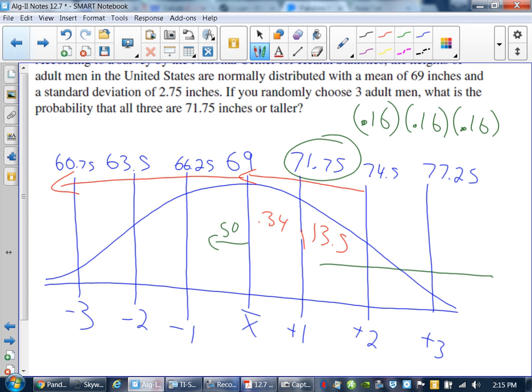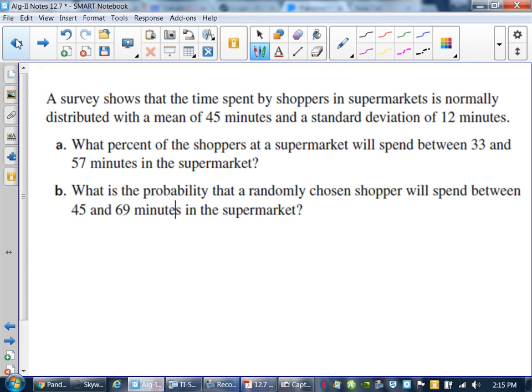So it's 0.16 from 71.75 to the end. Correct, it's 16% from 71.75 to the end, because all of this is 100%. If I'm looking from here over, it's just 16% of data. That's all this works out to be. Okay, normed data, same idea.